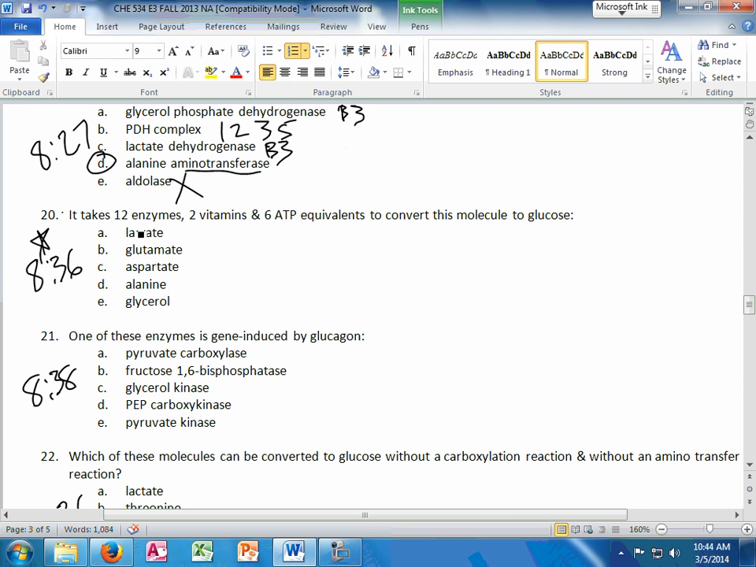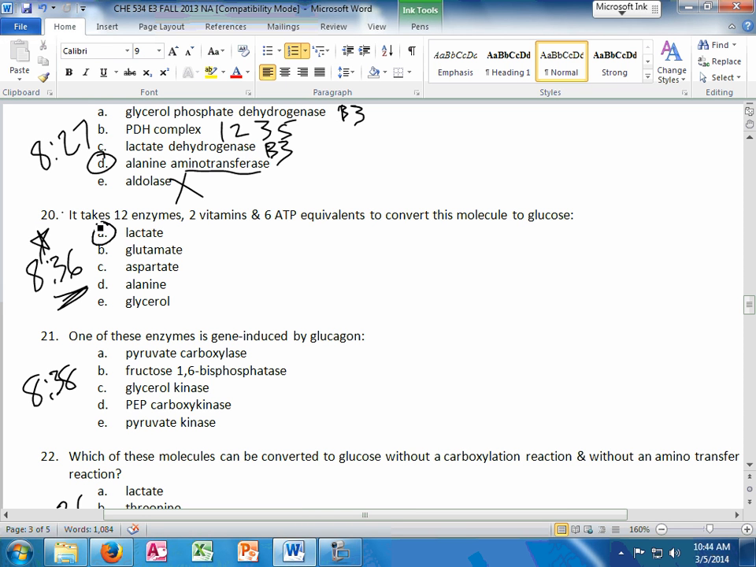So it takes 12 enzymes, 2 vitamins, and 6 ATP equivalents to convert this molecule to glucose. He's going to ask things like this. This is coming off slide 36, where this really shows if you have a full understanding of gluconeogenesis. So the answer to this one is lactate. Remember, there's 2 enzymes, lactate dehydrogenase and pyruvate carboxylase, and then the 10 enzymes of glycolysis, essentially, going up through glycolysis.